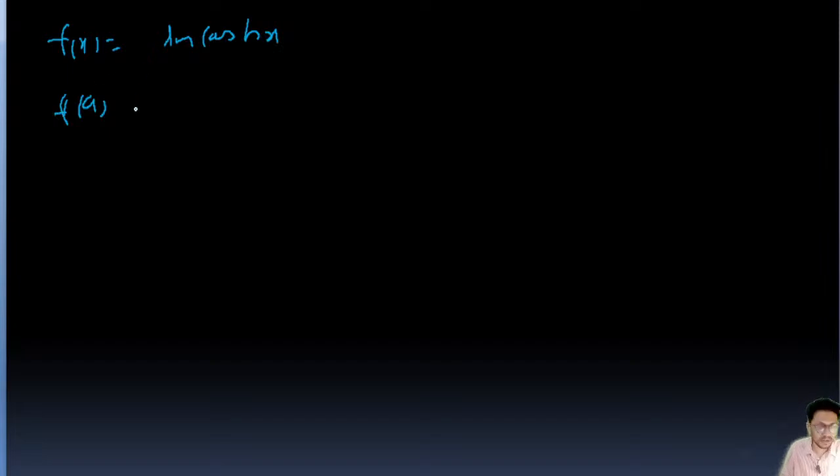f(a) is going to be ln cosh 0, cosh 0 is 1, right? So this is going to be ln 1 and this value is 0. So f(a) is 0. Now we will find f dash a, okay? So what is f dash a?